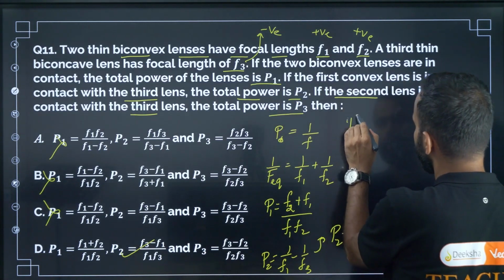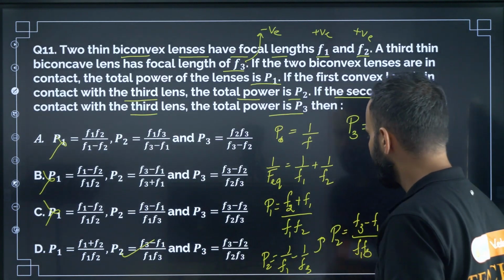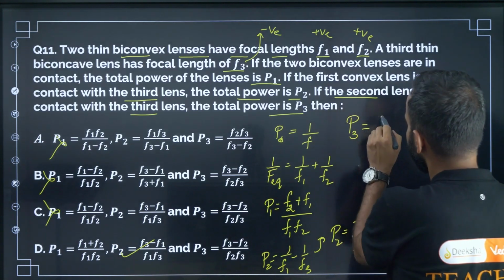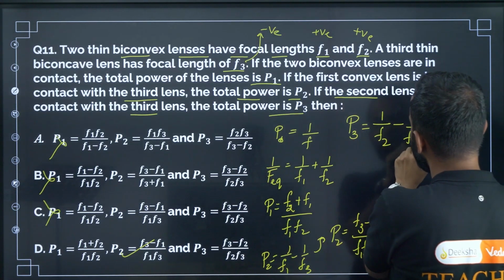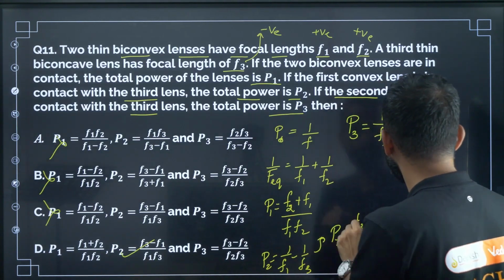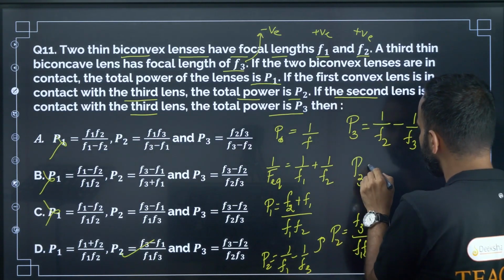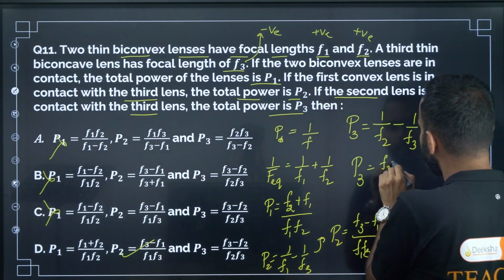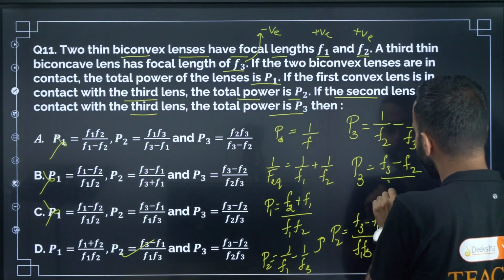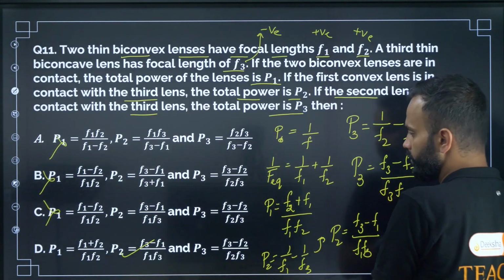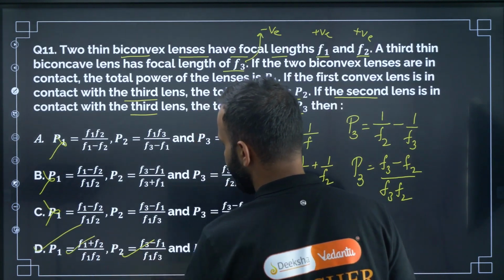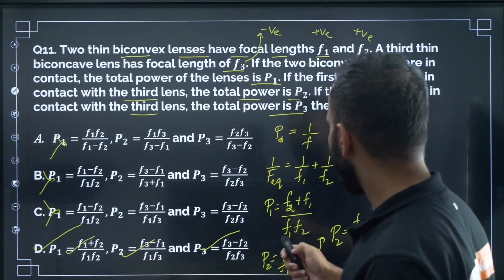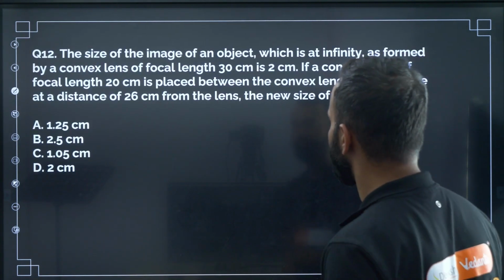Let's find P3 also. P3 is equal to 1 by F2 minus 1 by F3, the combination of the second lens and third lens. So P3 is equal to F3 minus F2 by F3 into F2. Again, the third one is also correct. So the correct option is D. Next question, question number 12.